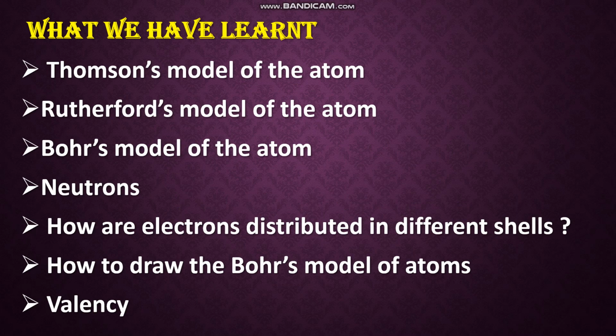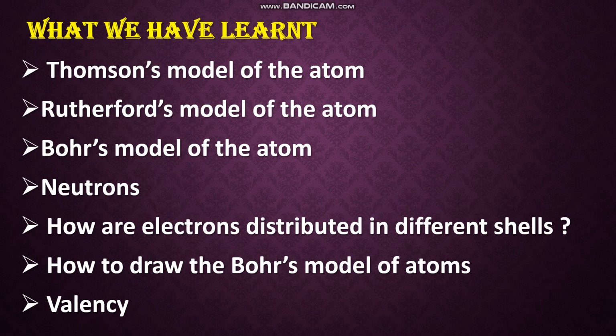Which are the subatomic particles present in the atom? Protons, neutrons, and electrons. Where are the protons present? Inside the nucleus. Where are neutrons? In the nucleus. Where are the electrons? Outside the nucleus, in shells. What is the charge of the proton? Positive charge. Neutron's charge is neutral. It doesn't have any charge. And what is the charge of electron? Negative. Then we learn how are the electrons distributed in different shells.